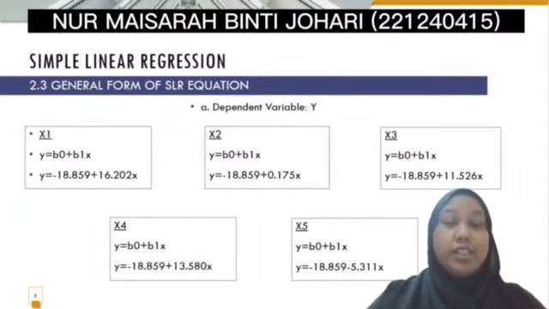In the general form of the SLR equation, we use the formula y equal b0 plus b1x, where this formula is used for all data from x1 until x5. Based on this equation, y represents the dependent variable, b0 is the constant, b1 is the slope, and x is the independent variable.